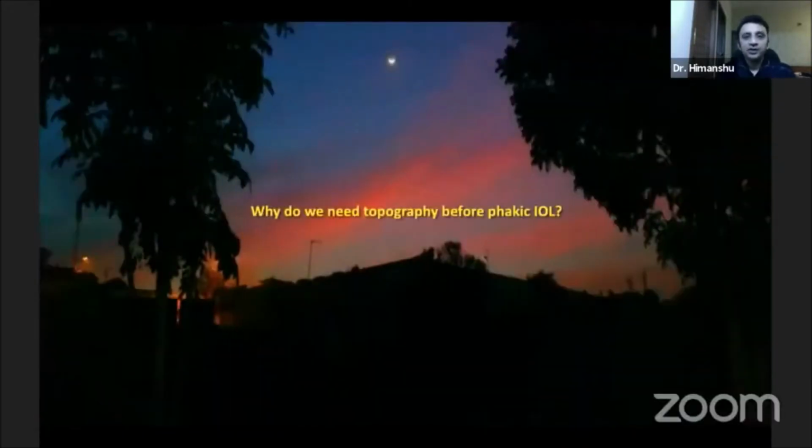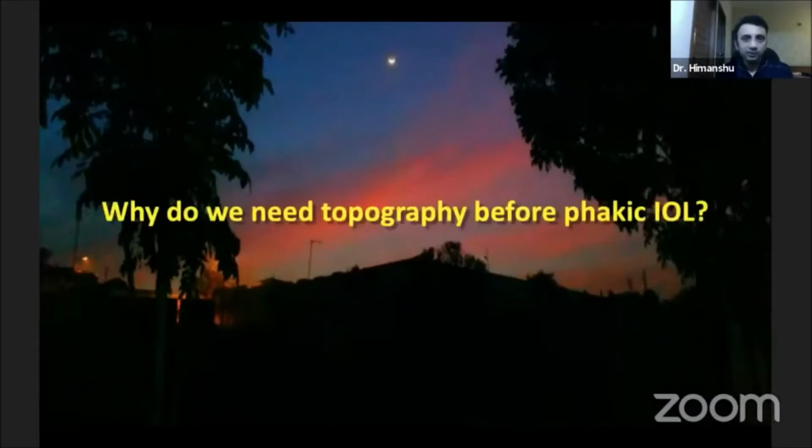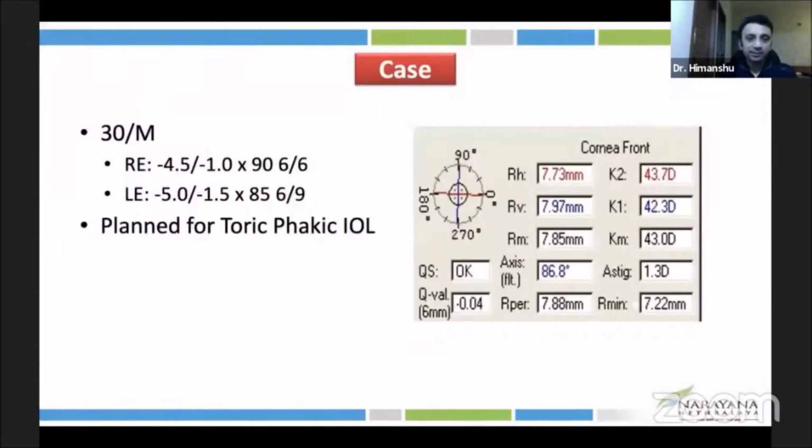So the question arises, why do we need topography before phakic IOL? I mean, it's not mandatory. They don't tell us to do that. So let's see one example. A young male with compound myopic astigmatism came for the phakic IOL, and everything was fine except the left eye vision, best corrected vision was not 6/6.